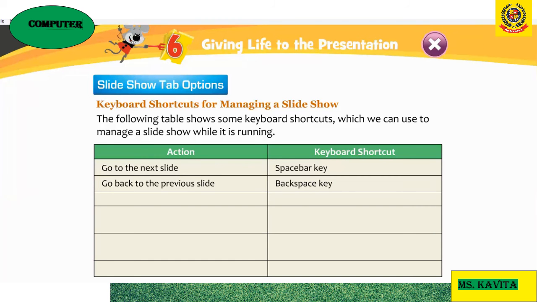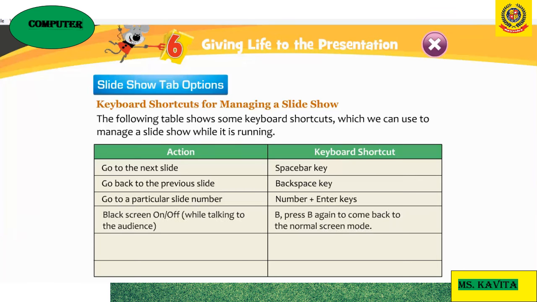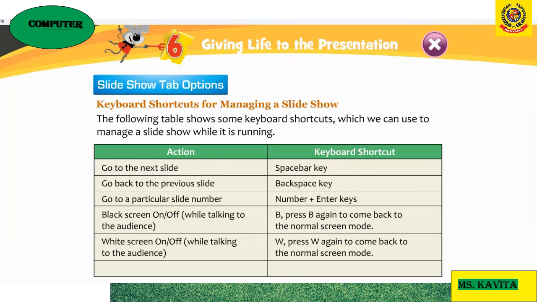Black screen on/off while talking to the audience: press B, and press B again to come back to the normal screen mode. White screen on/off while talking to the audience: press W, and press W again to come back to the normal screen mode. Stop automatic slideshow: press S, or press S again to resume the slideshow.